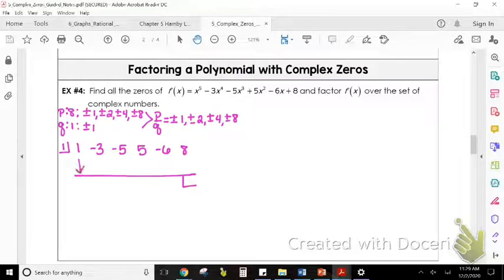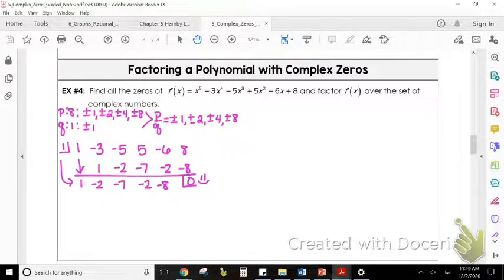Alright, so bring down your first term. Anything on the bottom row gets multiplied by the box. So 1 times 1 is 1. Combine them, negative 3 and positive 1 is a negative 2 times 1. Combine them, times 1, and combine them, times 1, and combine them. And yay, we got 0 as a remainder, which meant that 1 is a 0.